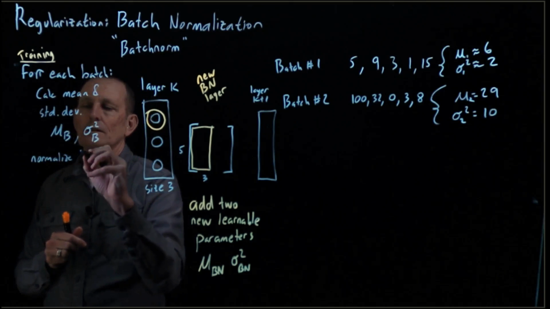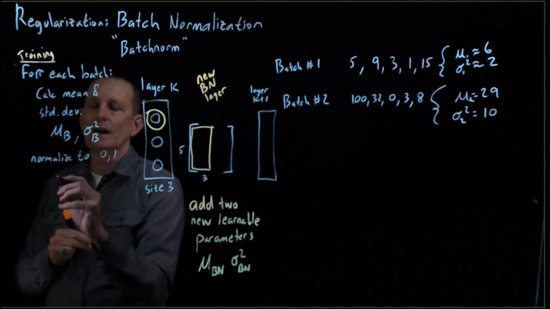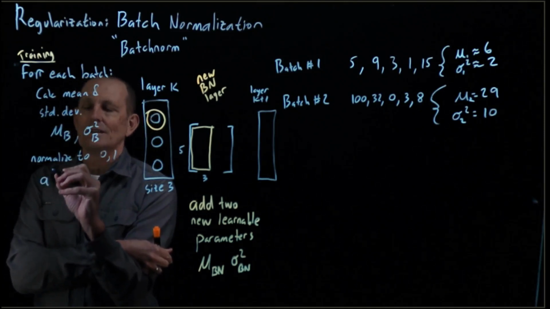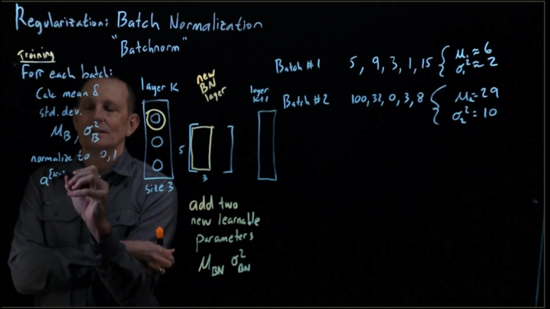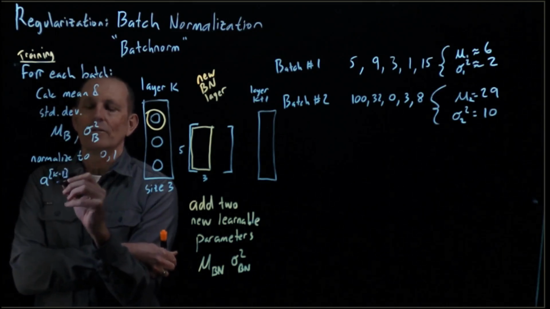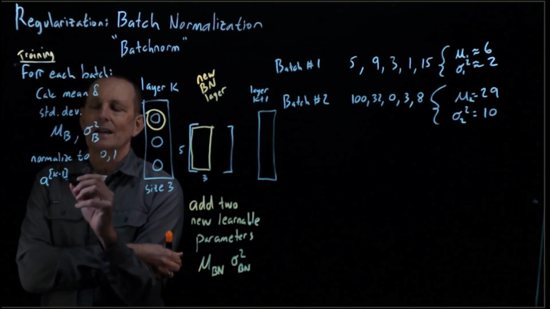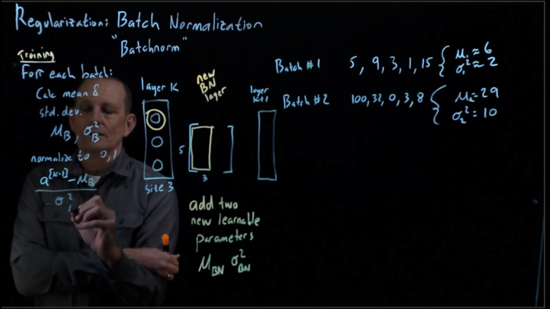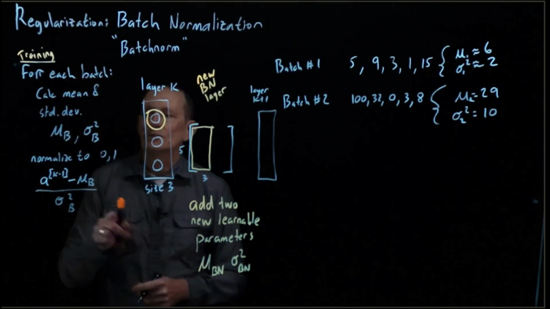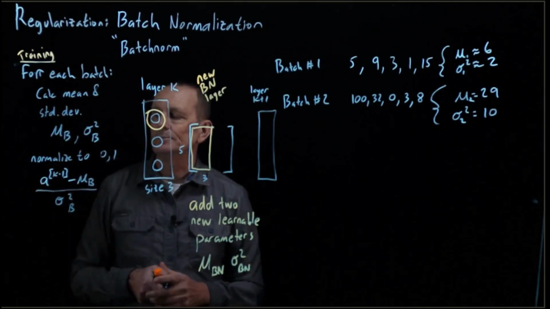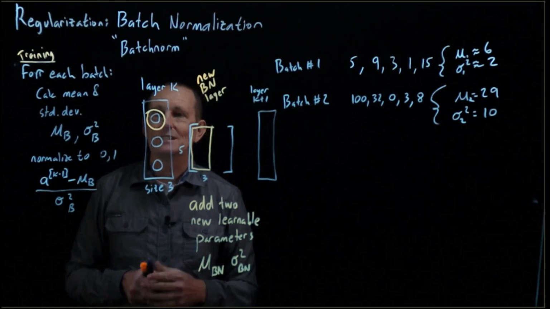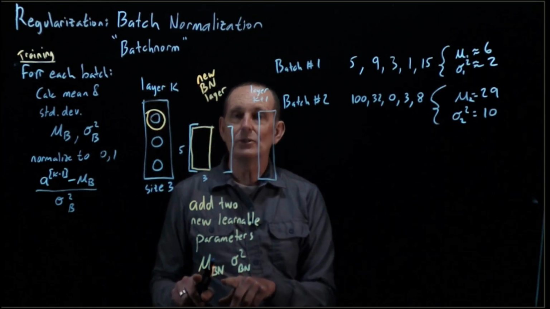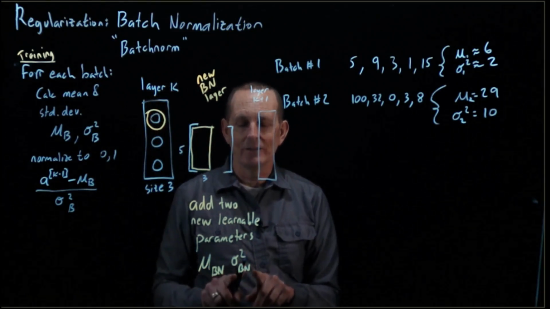Normalize to 0 and 1. So that is take the incoming value, so a, let's say k minus 1, whatever our previous layer is, and subtract the mean and divide by sigma squared sub b. So we're now normalized to the 0, 1 range. Now what we want to do is take it out of the 0, 1 range and take it to this range. So we want a mean of mu sub bn and a standard deviation of sigma squared sub bn.